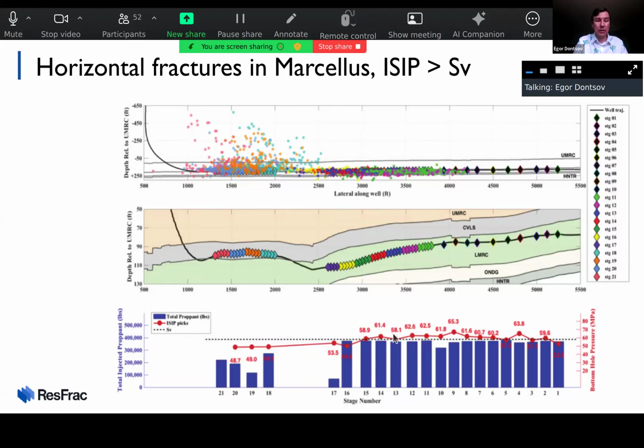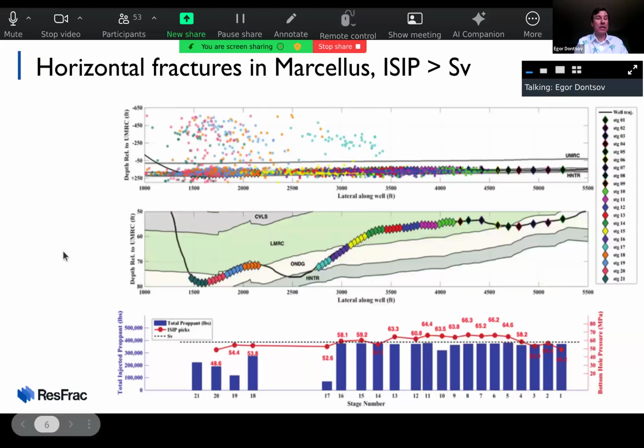And the numbers, I think, are probably in MPa. The dashed black line shows the estimate of vertical stress. So as you can see, when we have height growth, our ISIPs are below vertical stress. And once we see no height growth, ISIPs are above vertical stress. The interpretation here is that we have very high shut-in pressures and no reported or observed height growth. And so basically, we think that this is an indication of horizontal fractures, or purely horizontal fractures.